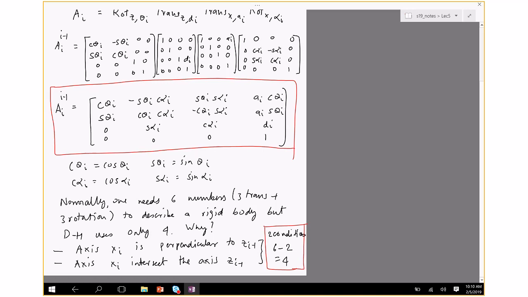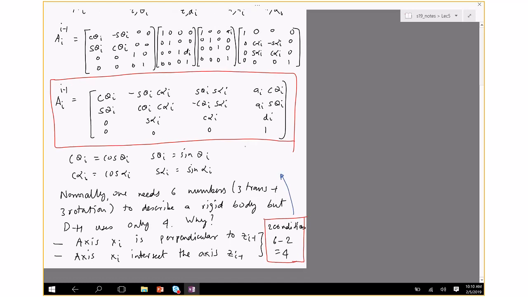There's a derivation on how this 6 reduces to 4. I will not go through that, but if you want to understand this, the reference is the book by Spong, which is one of the reference books. It's on page 78. Okay, we will be good users of this convention. We will not start proving things or showing any of these things. So if you want to know more, that's it.